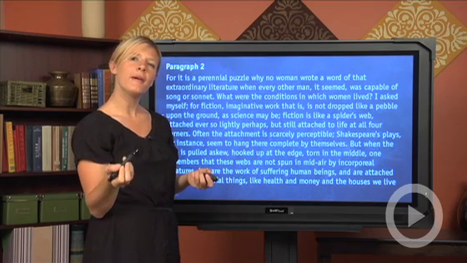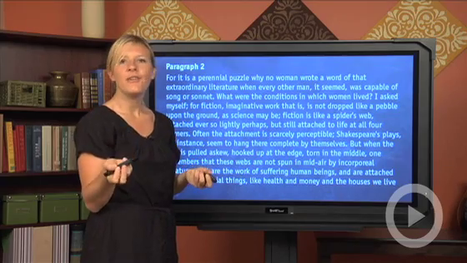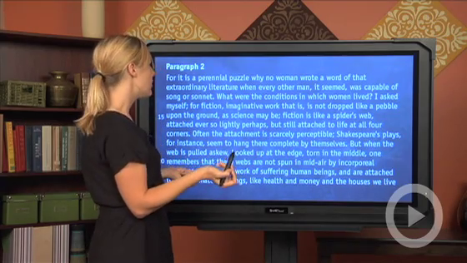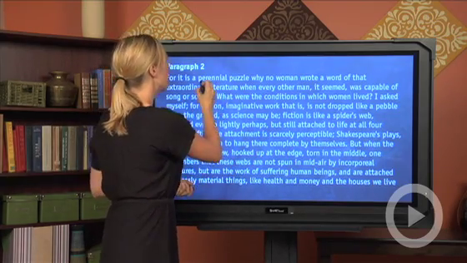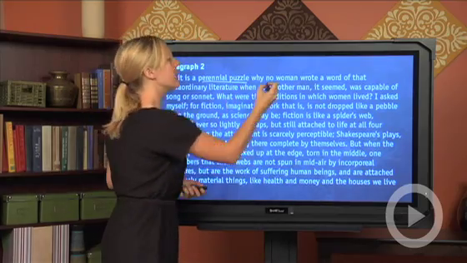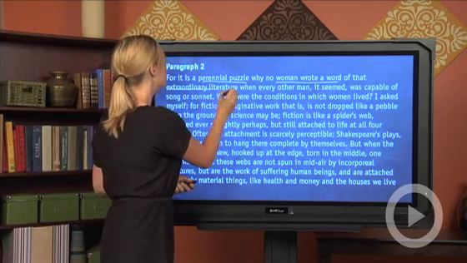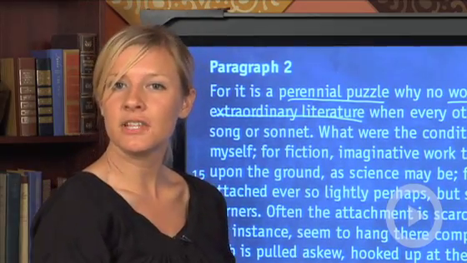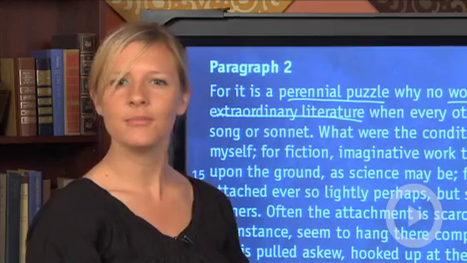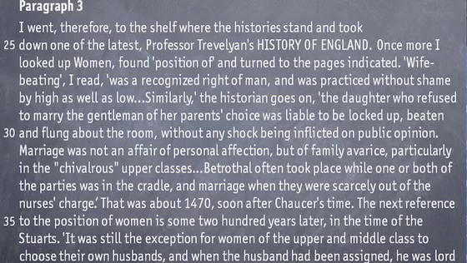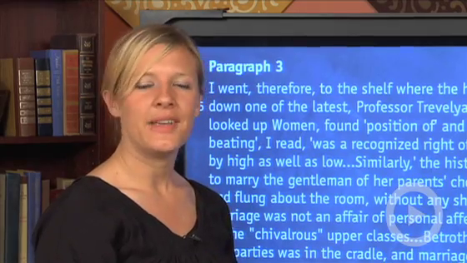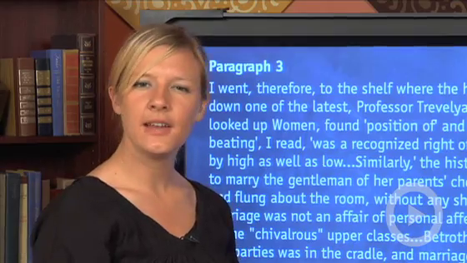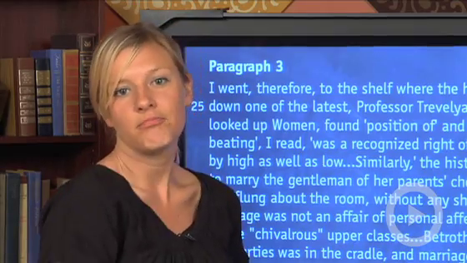Well, if you know anything about Virginia Woolf, like we said, she's a feminist author in the mid-19th century. So it seems here that what she's doing is she's puzzled about something and why no woman wrote a word of that extraordinary literature. So it's kind of looking like it's a critique, maybe an exploration of a topic of something about women authors. Let's continue. "I went therefore to the shelf where the histories stand and took down one of the latest, Professor Trevelyan's History of England." So now she's doing kind of an exploration. She is taking down a history book and looking at something with women authors. That's all we need to know.